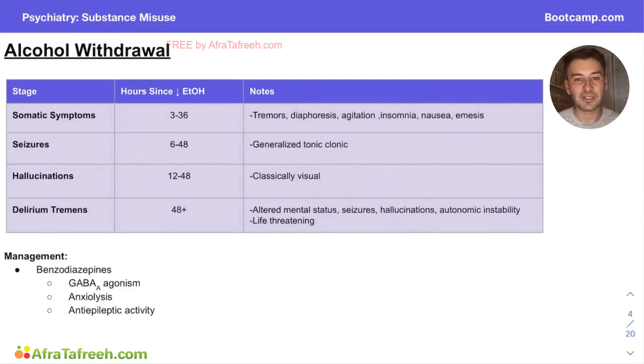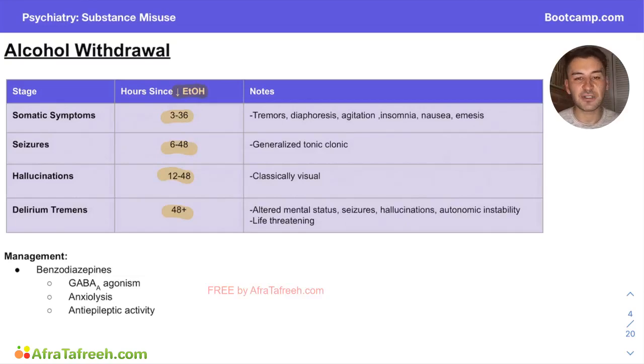So let's go through the timeline. And I want to say that all these numbers are variable in terms of how alcohol withdrawal will present, but they're rough guidelines. Additionally, the patient can still be drinking alcohol and have withdrawal symptoms. All we need is a reduction in the amount of alcohol. So if someone is used to drinking a liter of alcohol a day and you cut that liter down to, let's say, 250 milliliters of alcohol, that is enough to cause withdrawal. So that's another thing to be looking out for.